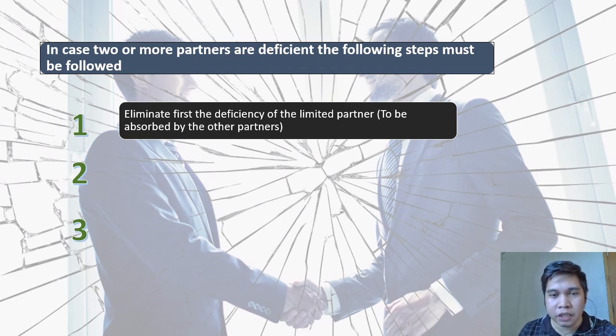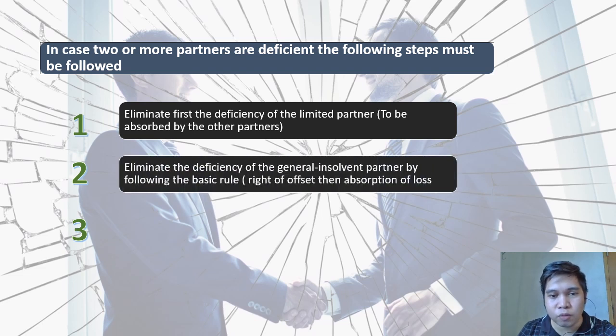So after we eliminate the deficiency of the limited partner, the next step natin is to identify the general insolvent partner. Kasi pag sinabi nating general, to the extent of his personal assets, pwede niyang habulin ng creditors. So kapag na-identify na natin si general partner, in case insolvent siya, ang basic rule natin, sundan lang. So meron tayong right to offset, in case meron tayong existing utang doon sa ating partner.